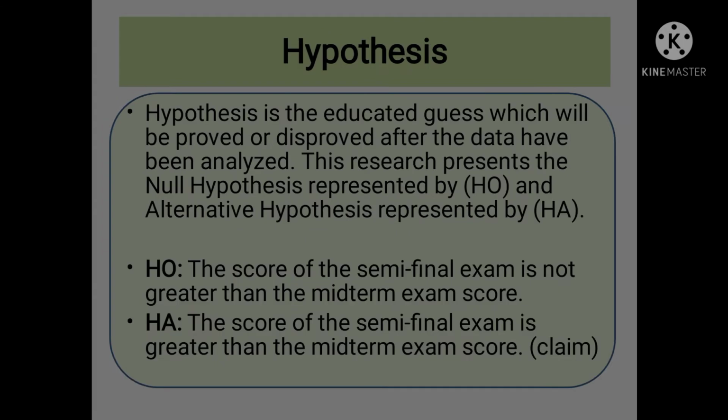2020-2021. The hypothesis is the educated guess which will be proved or disproved after the data have been analyzed. This research presents the null hypothesis represented by H0 and the alternative hypothesis represented by HA. The null hypothesis: the score of the semifinal exam is not greater than the midterm exam score. The alternative hypothesis: the score of the semifinal exam is greater than the midterm exam score. And this is the claim of the researchers.